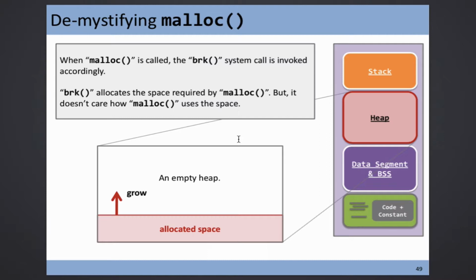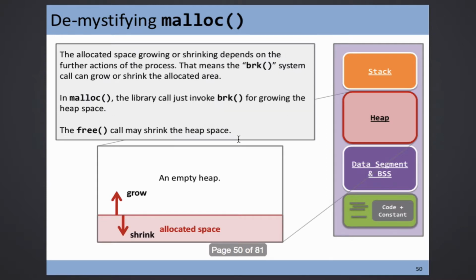Now this break, what is the use? Malloc will grow the area, and what is free? Free will shrink the area. So they are a pair, eventually called a system call pair. They are all called break. But the break will control whether to grow or to shrink. So now you know what malloc and free is. It's just to control how big this area is.